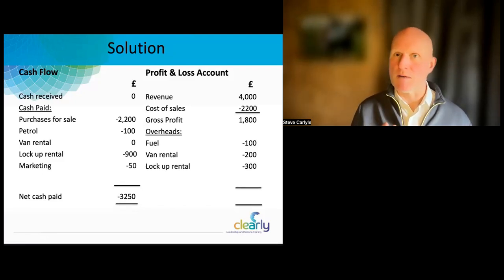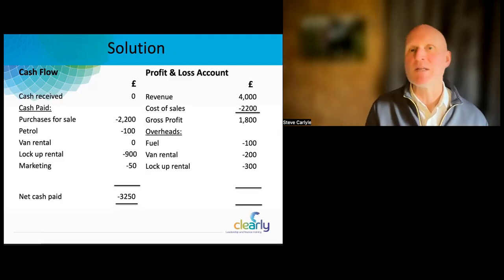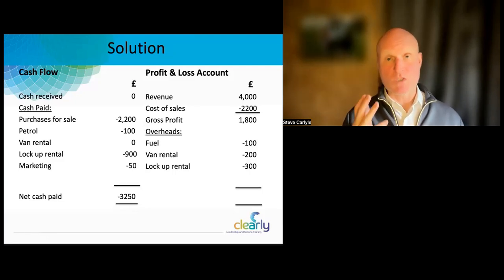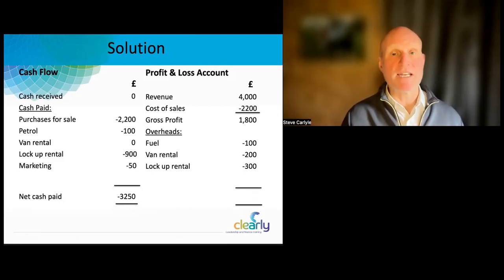Then we've got the lockup. Now, here's another one where there's a difference, but this time the amount paid in the cash flow is much higher than the amount that was actually incurred in the profit and loss account, because only a third of the payment we made actually relates to this month of January. So we only put the £300 in. Only a third of it relates to this month. And then £300 we'll put into February's profit and loss account, and £300 we'll put into March's profit and loss account. That's how we do it. We spread it, or we match it to the appropriate month.